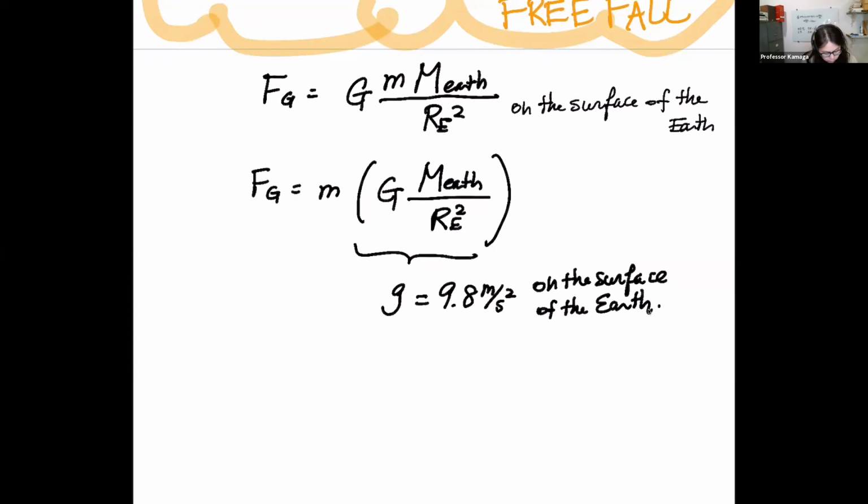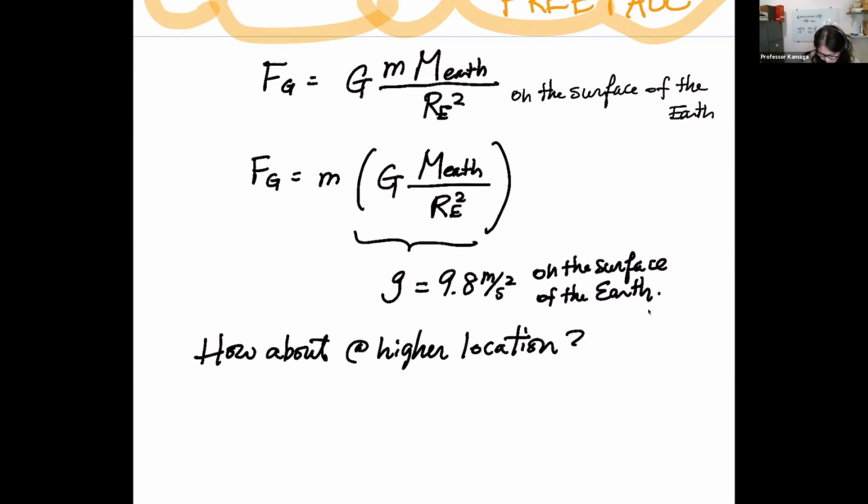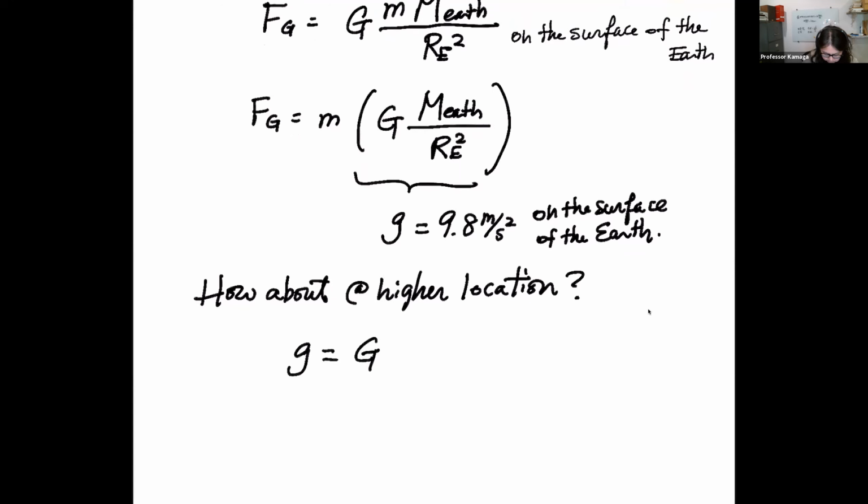Right? So what would happen at a higher location? If you go up higher above Earth, what happens to this little g? If the height is significant enough, then it's going to be G times the mass of the Earth, divided by the radius of the Earth plus the height above the ground, squared.